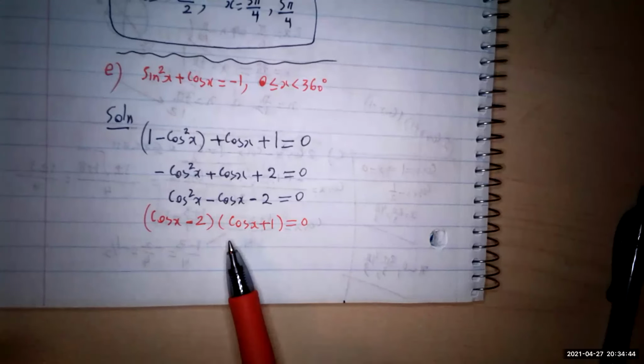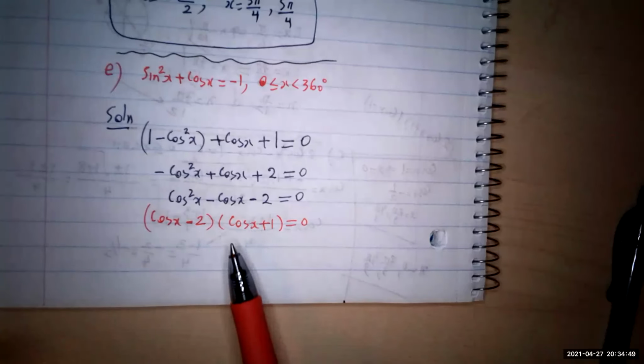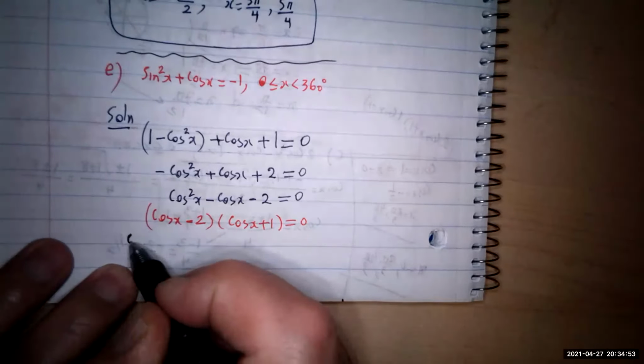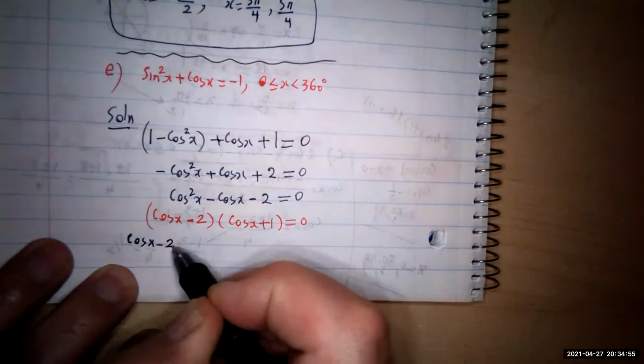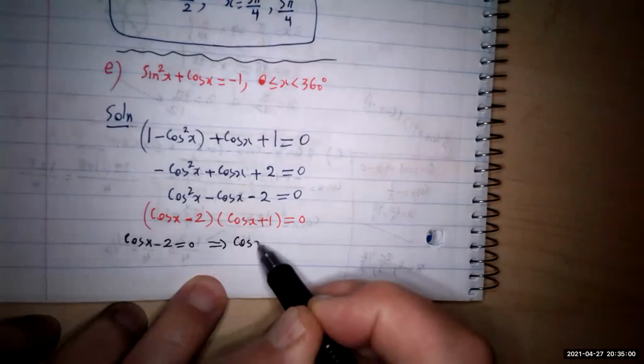Now we let each factor equal 0 to solve it: the first factor and the second factor. So if you let cosine x minus 2 equal 0, that gives you cosine x equal to 2.